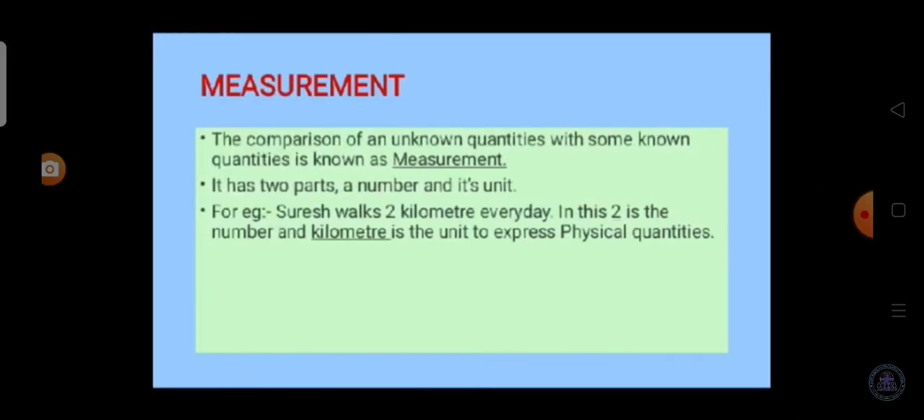What is measurement? The comparison of unknown quantities with some known quantities is known as measurement. The measurement has two parts. One is number and the other one is unit. For example, Suresh walks 2 kilometers. Friend, this 2 is the number and the kilometer is the unit.